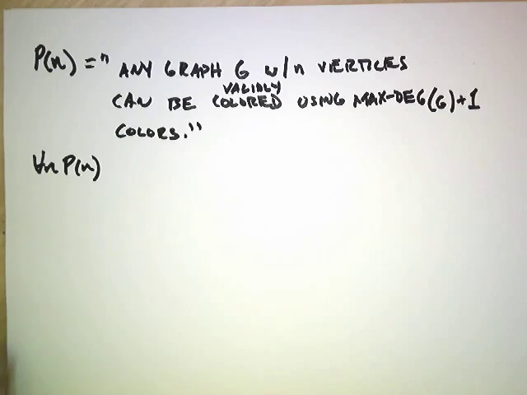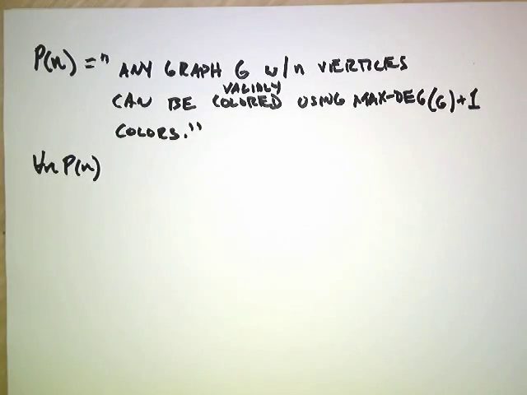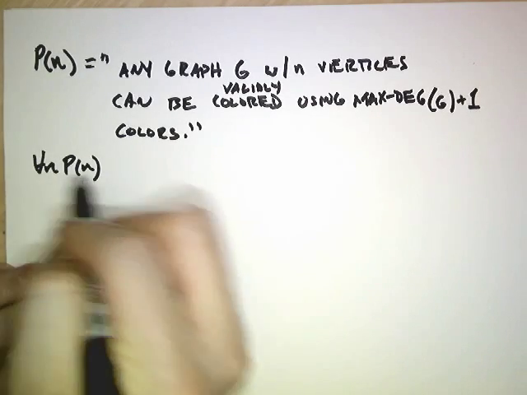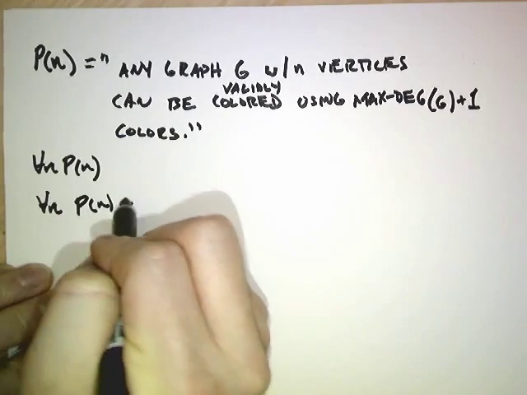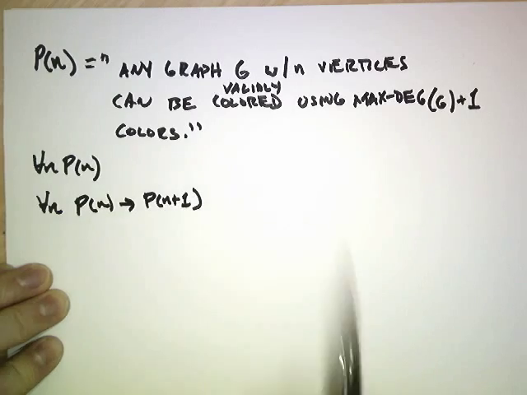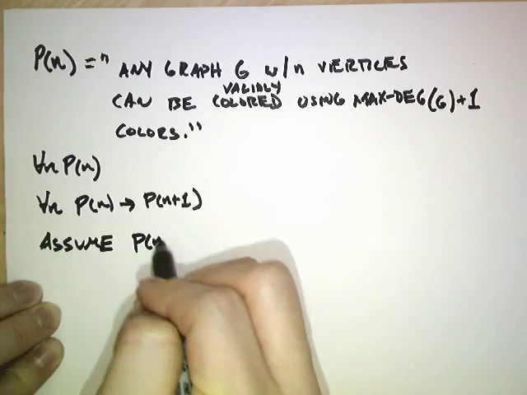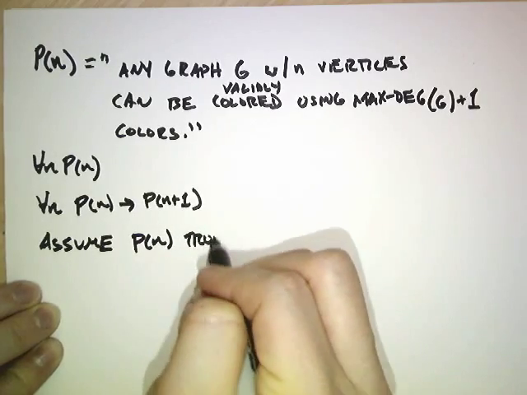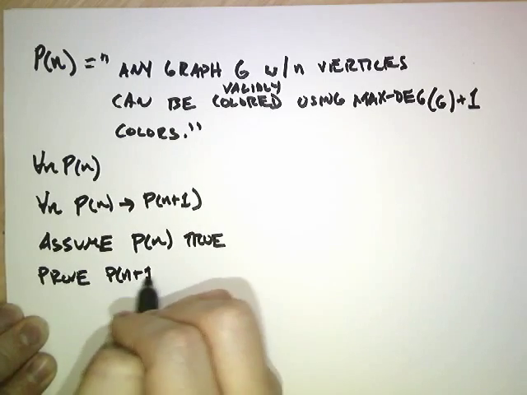Notice last time we had P of k, we were doing induction on the degree. Here we're doing induction on the number of vertices. So first I want to give you a little intuition as to how the proof will go, and then I'll write down the actual formal proof. When you do a proof by induction, you need to show that for all n, P of n implies P of n plus 1. So we need to assume P of n is true, and then prove P of n plus 1 is true.